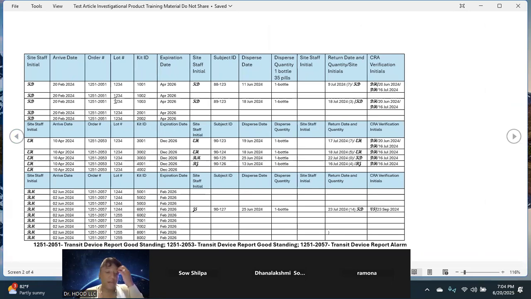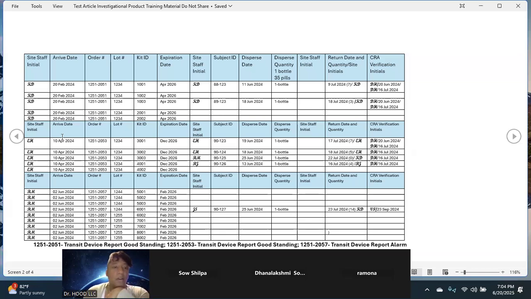Now look at that first order, which is 1251-2051. And do you find any issues with this documentation? Arrival date is 19 Feb, but here it's 20 Feb. Exactly. So they have recorded this incorrectly, but it's a simple fix. Draw a line through it, change the date, initial and date. That's just a transcription error, not a protocol deviation.